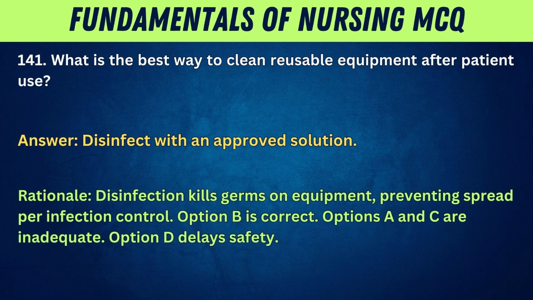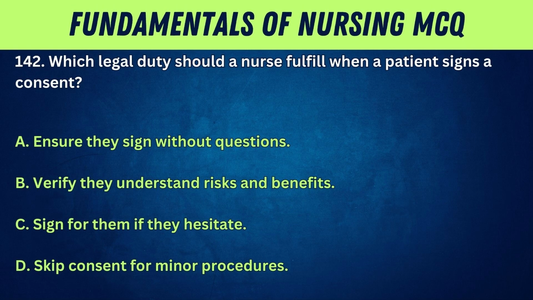Rationale. Disinfection kills germs on equipment, preventing spread per infection control. Option B is correct. Options A and C are inadequate. Option D delays safety.